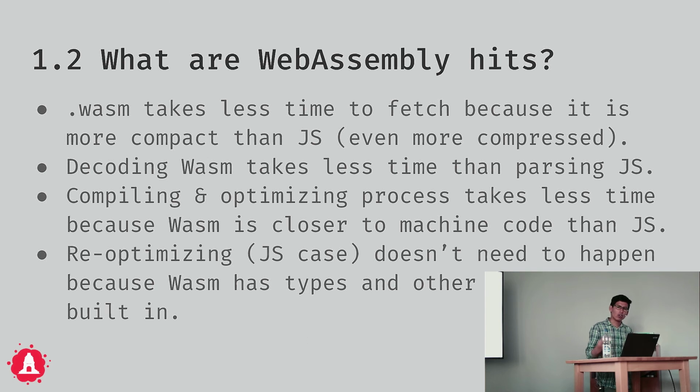Also, decoding the WASM binaries takes less time than parsing JavaScript, because WebAssembly adds some kind of structure and type definitions that help the compiler a little more quickly. In JavaScript, by contrast, the engine needs to make many optimizations and many assumptions to optimize the code.